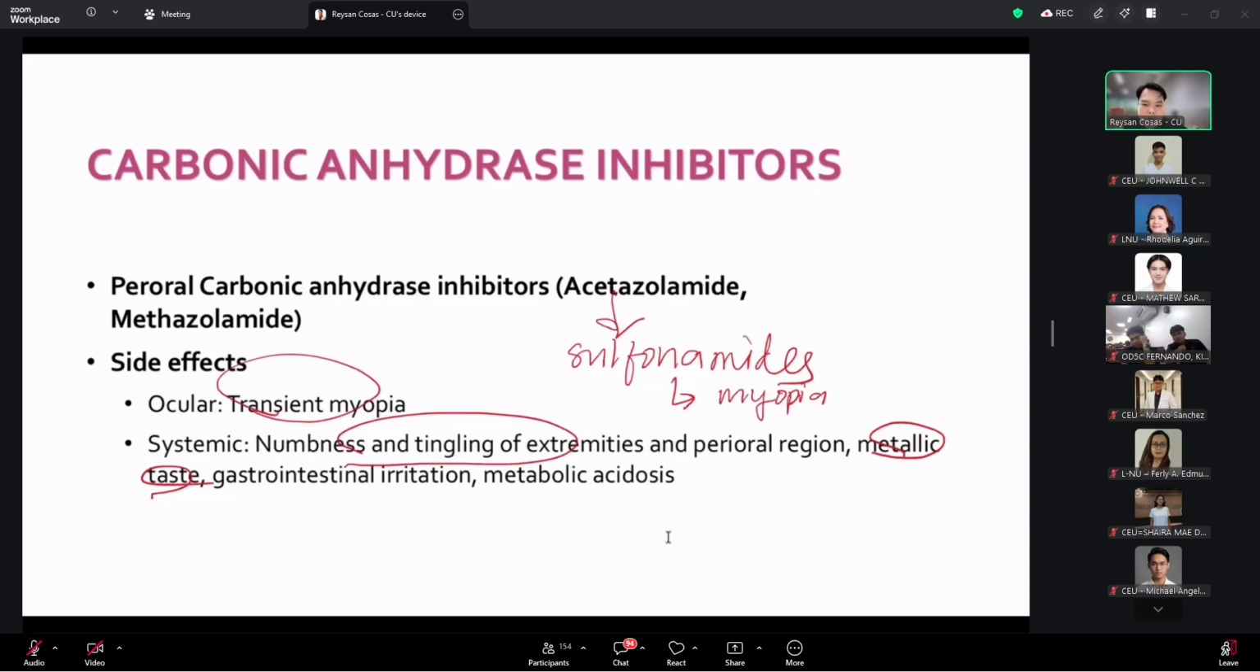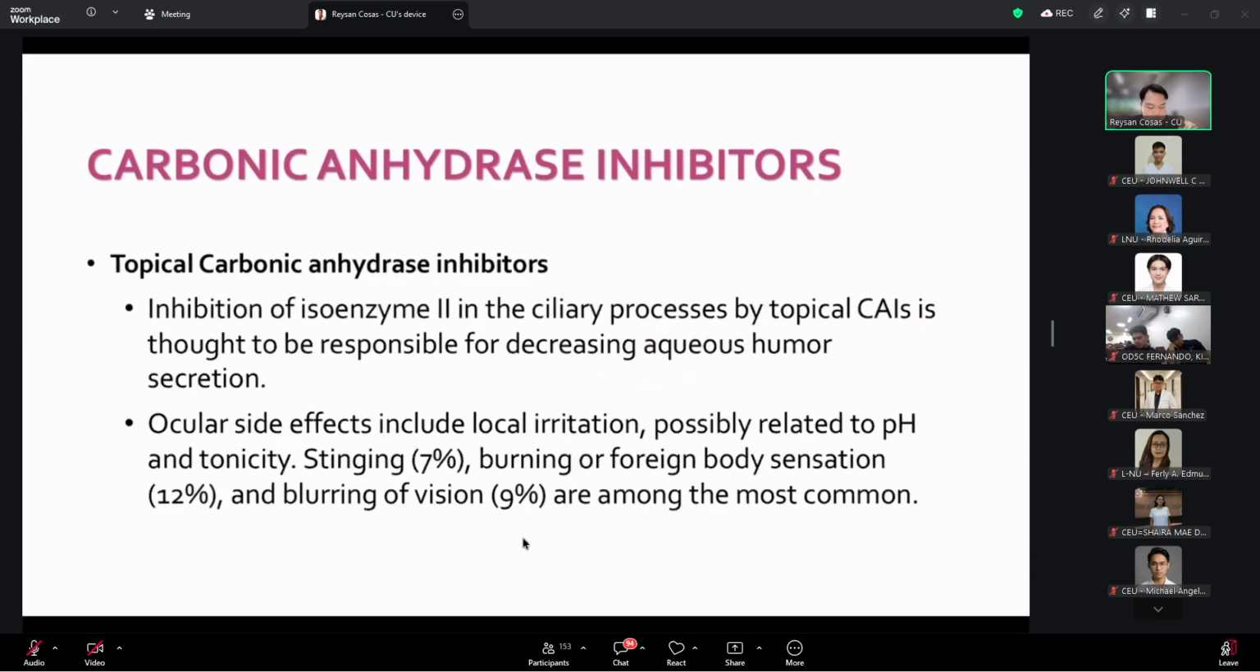Okay? So again, bakit siya nagka-cause ng metabolic acidosis? It results from the bicarbonate loss in the urine. Okay? Because of the renal actions of the KIs. Okay? It causes the alkalinization of the urine. Okay? But the blood is deprived of bicarbonate, which is basic. So the blood becomes acidic or metabolic acidosis. So we are done with the peroral. Let's now move on to the topical agents.